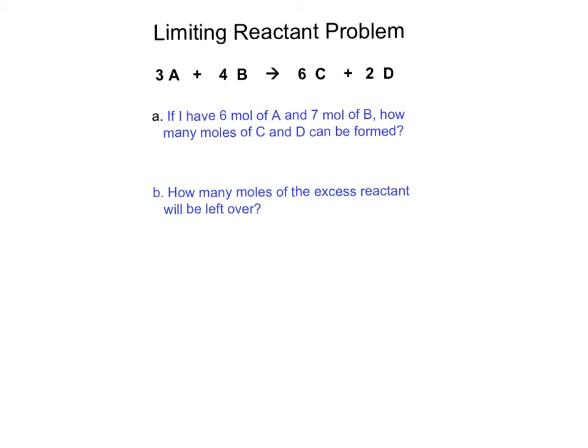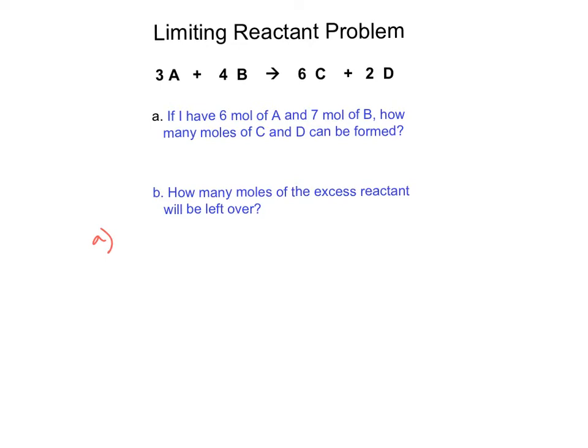All right, so for part A, we want to know how many moles of C and D can be formed. What we want to do is calculate C first, and then we're going to do it twice. The first time using A, the second time using B, and then we're going to pick the smaller number. Once we know the limiting reactant, then we can figure out the D. All right, so this is the book method.